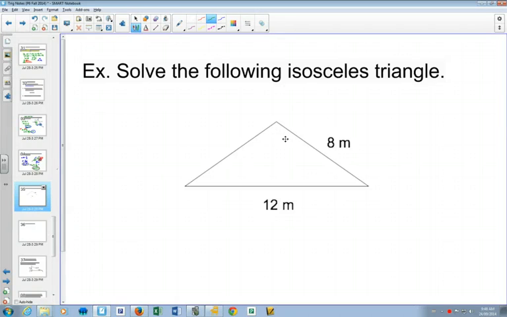So we know this is an isosceles triangle, and an isosceles triangle has two angles that are the same. Can you tell it's those two? And two sides that are the same, so I know that this is 8 meters over here.